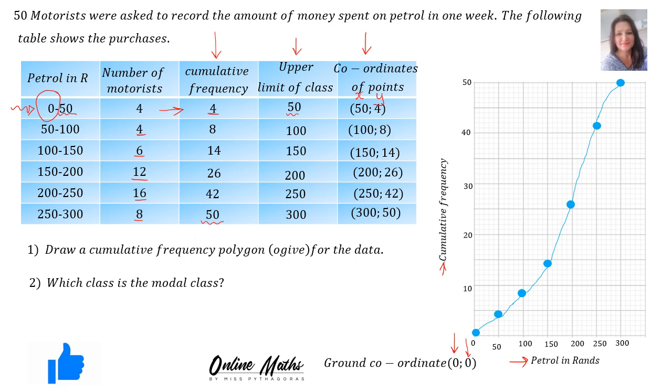Then there's a question, number 2. Which class is the modal class? Remember, the modal class is the class with the highest number of motorists. In this case, it's the 200 to 250 class.